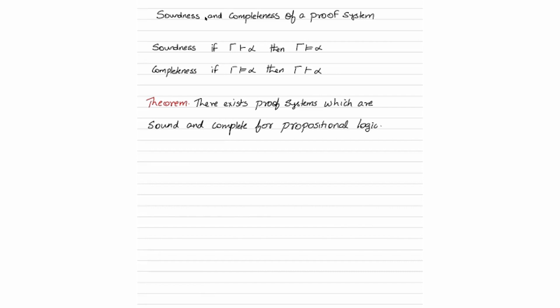If you can argue that this logic does not have a proof system which is sound and complete, then you might want to go back to the definition of the logic, right? But proof system is not a unique thing. It could be that the proof system that you built is not sound and complete, but there might be some other proof system which is sound and complete.